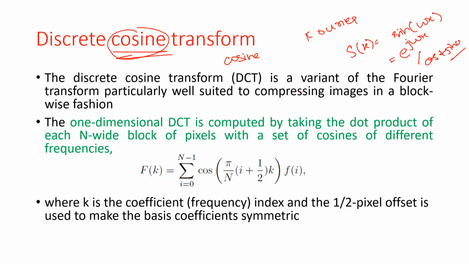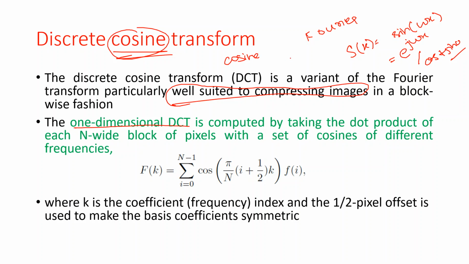So the discrete cosine transform uses only cos, no sine, and it is mostly suitable for image compression. It is well suited for compressing images. That is the main purpose. If you want to compress an image, you can apply the discrete cosine transform. So now we are going to see the one-dimensional discrete cosine transform.